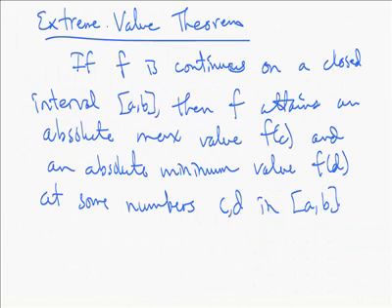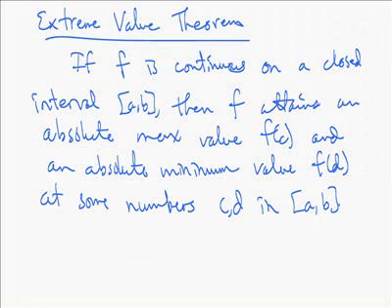Before we do that, let's look at the extreme value theorem on page 271. It's worth noting. Basically, all that the extreme value theorem says is that if we have some continuous function on a closed interval from a to b, then f attains an absolute max value, f of c, and an absolute min value, f of d, at some numbers c and d in that interval. So it's very important to look at those examples in figure 5, figure 6, and figure 7.